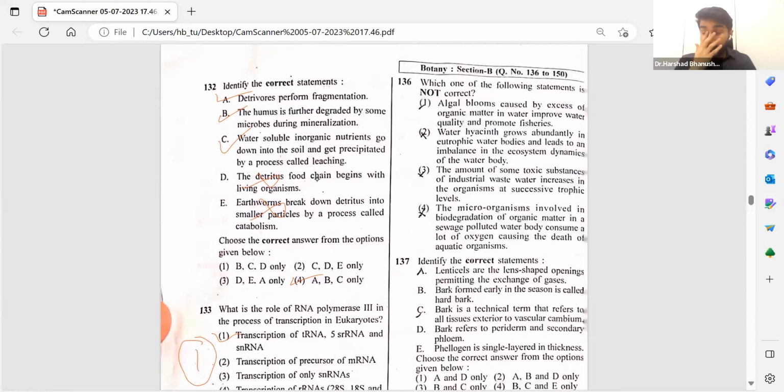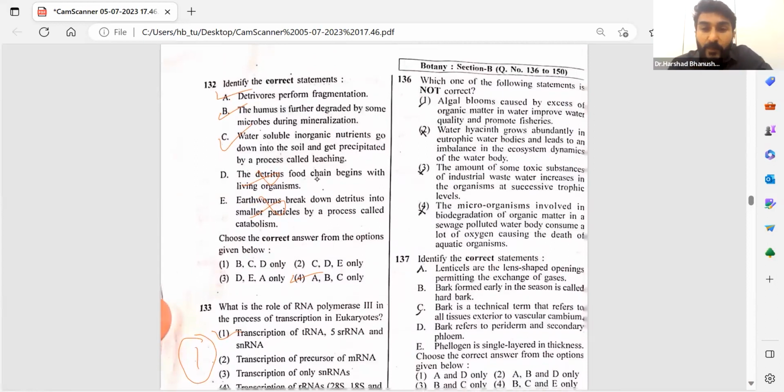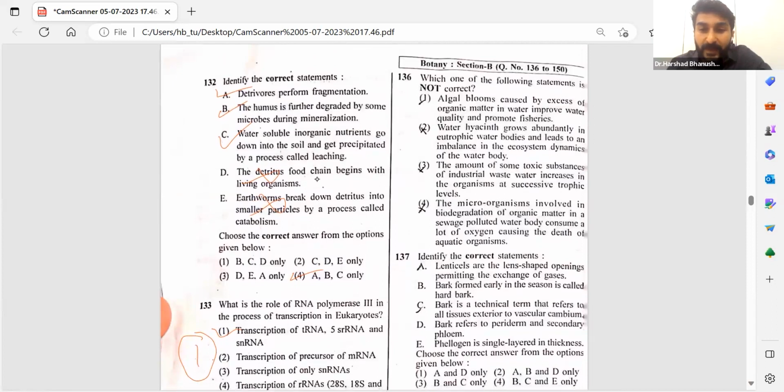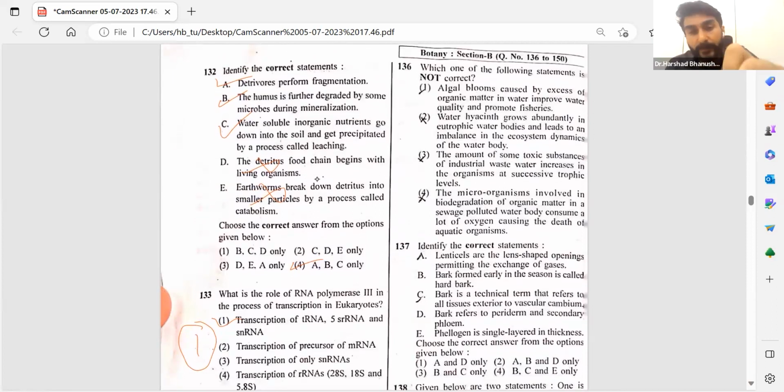Which one of the following statements is not correct? They have told you to find out which one is not correct. Algal bloom caused by excess of organic matter in water improves water quality. Wrong. It does not improve the water quality. It reduces the water quality. Anyways, they have told us to find out the incorrect statement. Our very first statement, what we have read, is incorrect. So option one is our answer.